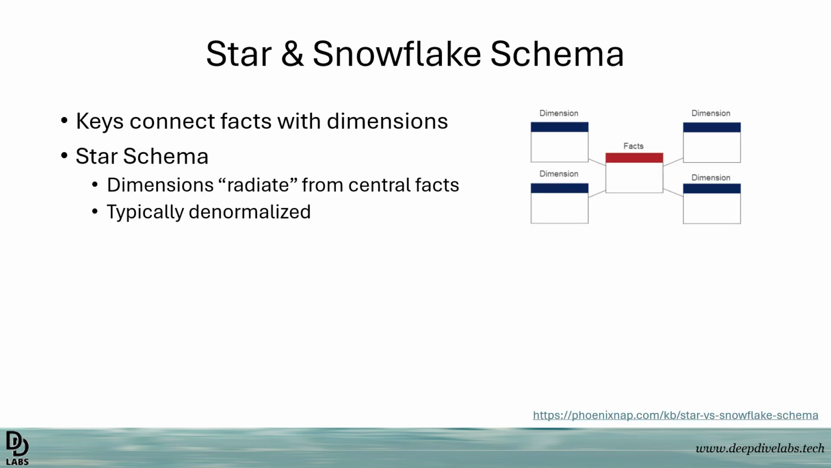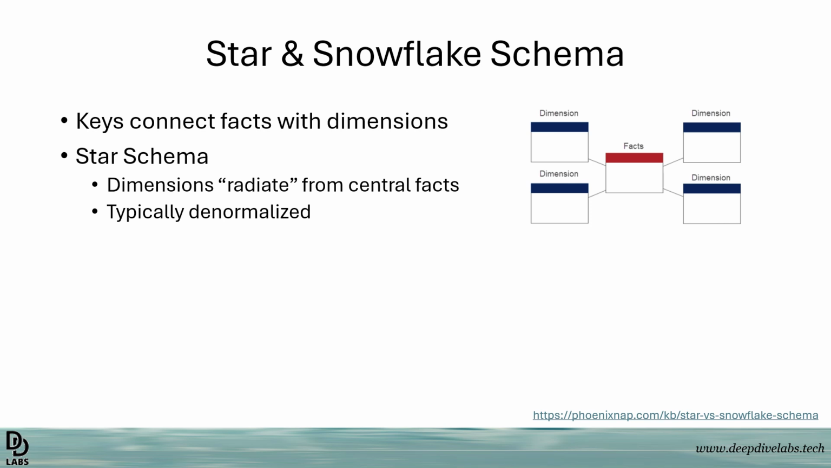In a star schema, it's typically like a star. The dimensions radiate from the central fact. Okay, so you have a fact table and each of the dimensions is radiating from the fact table. So it adds context to a particular key of the fact, right? So your location, your customer information, the store ID, etc. And a star schema is typically denormalized.